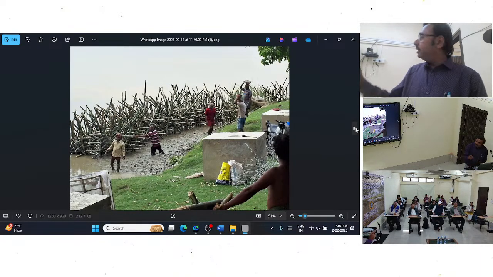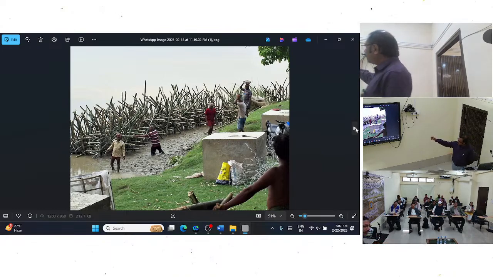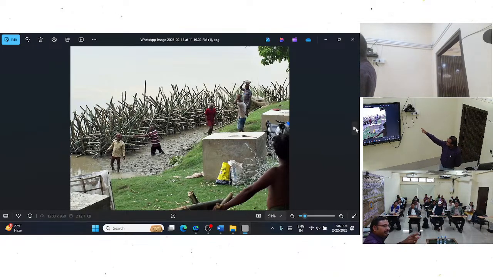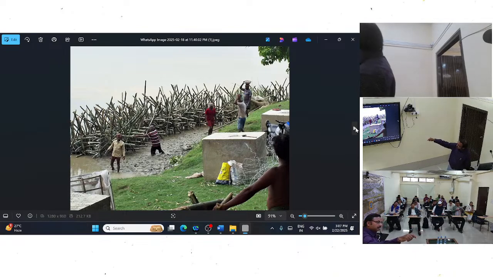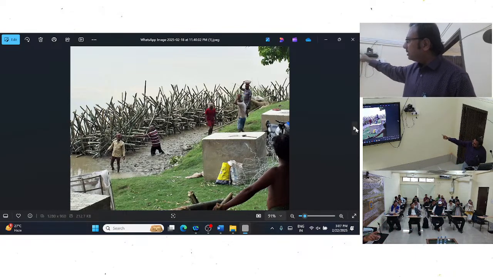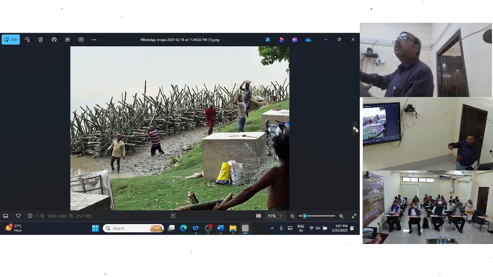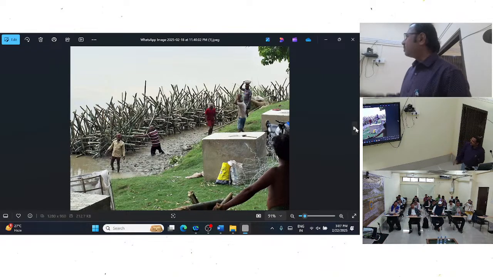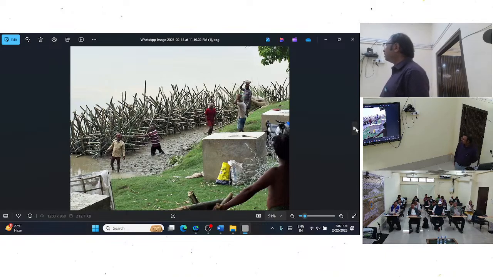So they have laid this by manually placing it there, and they are now filling the boulders there. And we can do this in either of two ways: either by placing it like this, or by dumping from boats, as per the site conditions. Because boats cannot come nearer to this point, we did this manually.